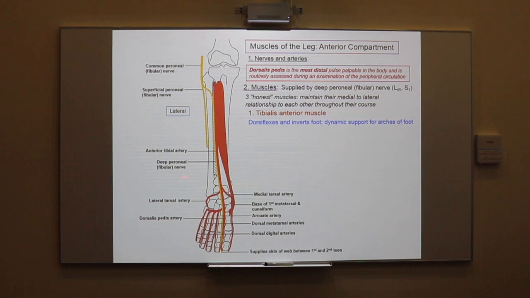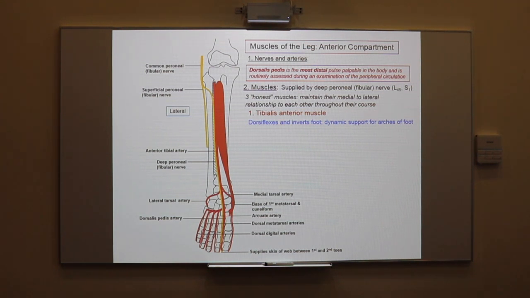It goes down below the extensor retinaculum to get attached to the medial cuneiform bone. So if you look at these bones here, this is the talus, and then in front of the talus you can see the navicular bone. On the lateral side, this is the cuboid bone, and then you have the three cuneiforms: the medial cuneiform, intermediate cuneiform, and the lateral cuneiform. So this tibialis anterior is going to go and get inserted on the medial cuneiform and to the base of the first metatarsal bone.